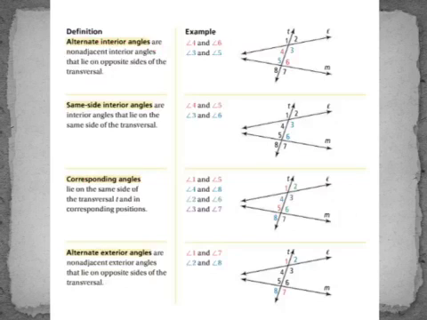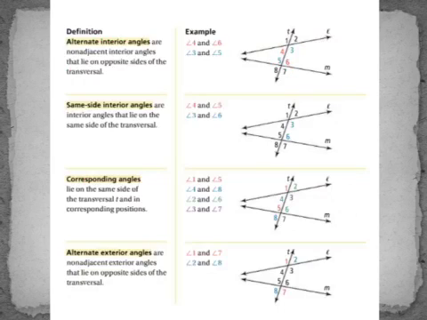Alternate interior angles are non-adjacent interior angles. Non-adjacent meaning they're not next to each other. And they're on opposite sides of the transversal. So if this is the transversal, one is on the left and one is on the right. Now keep in mind these pictures can be turned. So it's not always going to be left and right. But if this is the transversal, if this is the line intersecting two other lines, 4 and 6 are alternate interior and 3 and 5 are alternate interior.